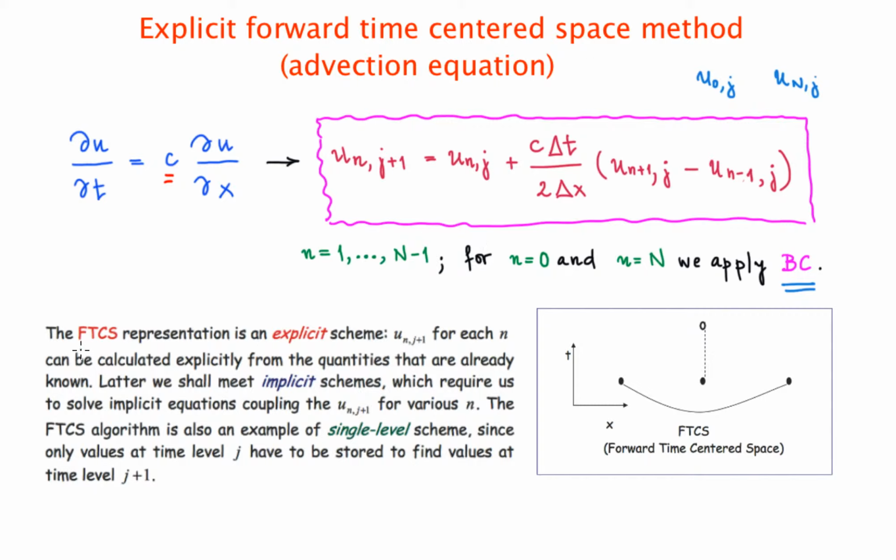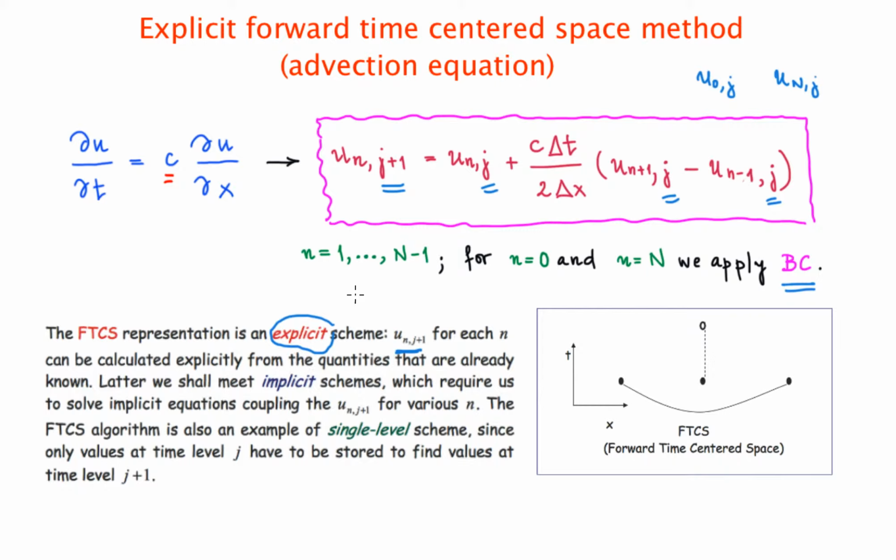Here this forward time centered space representation is an explicit scheme, where in order to have the value of this function for each n, it can be calculated explicitly using this representation we have derived here, using just quantities that are already known, because they were calculated in the previous time steps. So just knowing the values of the u functions in the previous time step, you're able to get the value of the u function at the next time step.